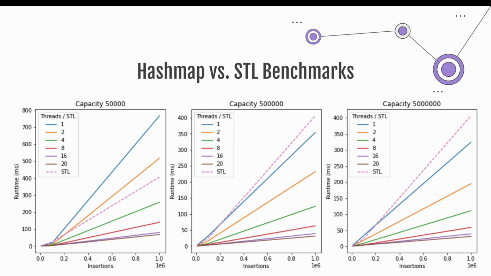But overall, we saw amazing results with our runtime from our concurrent hash map. And more notably, we see that utilizing 20 threads to insert 1 million elements into a hash map with 50,000 slots runs 8 times faster than the single-threaded STL implementation.